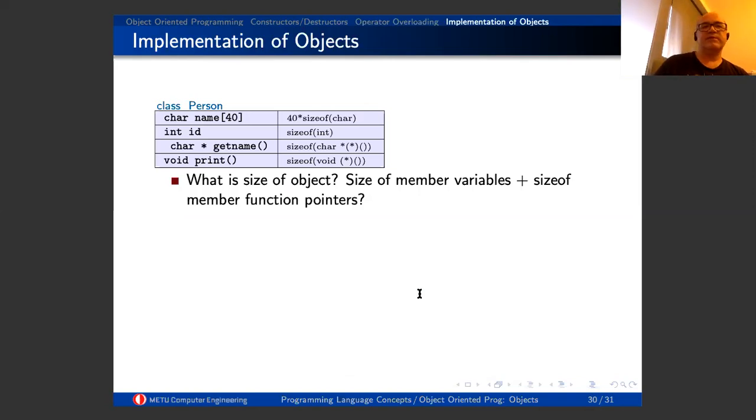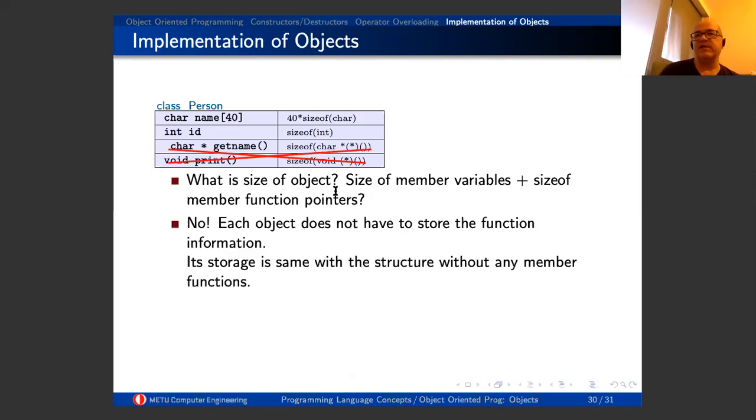How are objects implemented? Basically, one assumption is this one. If a person has 40 bytes of cache, an integer, a function, so I have to keep a function pointer, another function, I have to keep another function pointer. So you may expect that the size of this person is the sum of all of them. However, it is like this. The size of a person is exactly the same as the size of a structure without the member functions. So you can erase all of the member functions and the size will be the same.